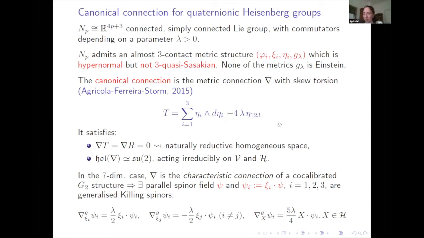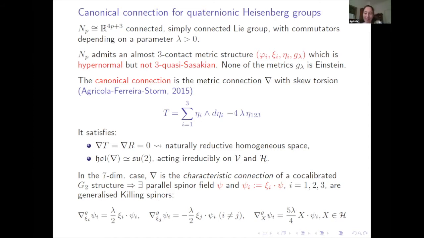So the upshot is you find a good connection with skew torsion, being metric, which is the Ambrose-Singer connection. The holonomy of this connection is nice, acting irreducibly on vertical and horizontal distributions. And again, you have an induced co-calibrated G2 structure. Therefore, you have a parallel spinor field. And you can look again at the Clifford products of the three Reeb vector fields with that particular spinor field. Now, since none of the metrics on this space is Einstein, these cannot be Killing spinors.